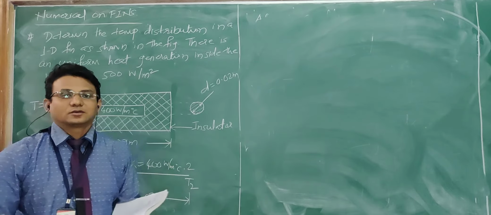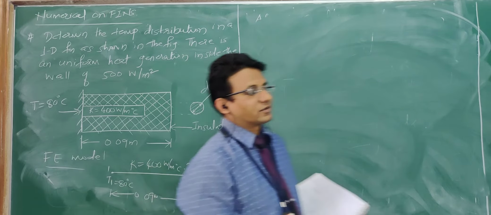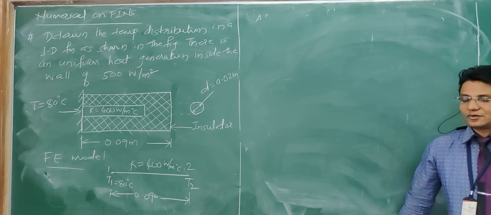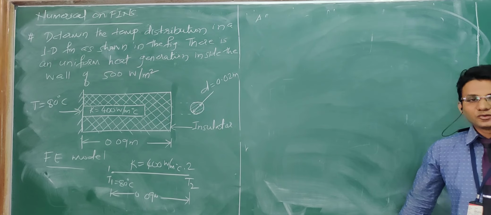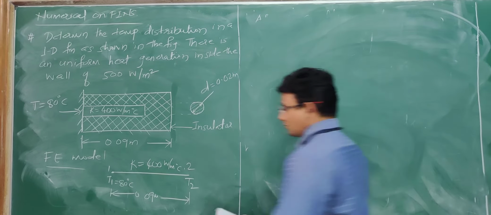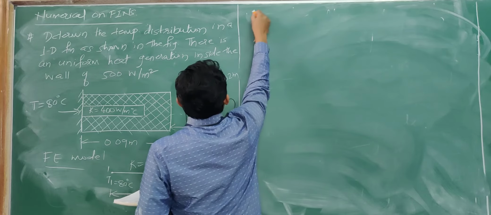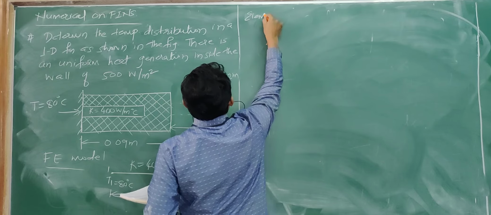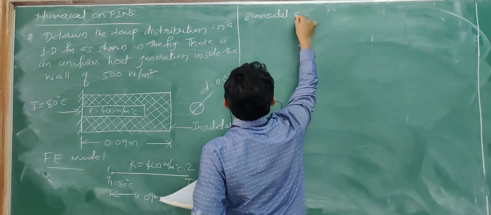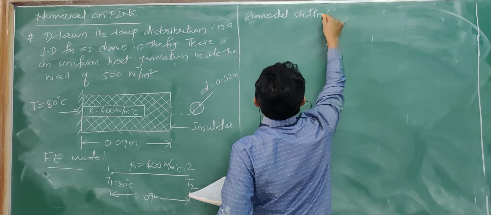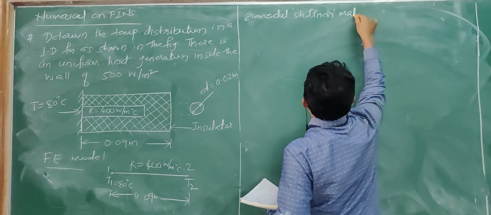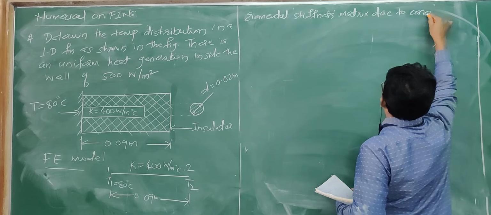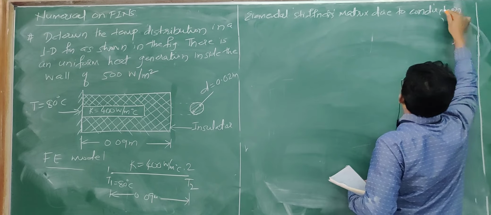So, I'll use that stiffness matrix equation for conduction, and then I'll apply the finite element equilibrium equation to calculate the temperature distribution. So what will I get? First, the element stiffness matrix. There is only one element, so the elemental stiffness matrix due to conduction, because there is only conduction present in the fin.